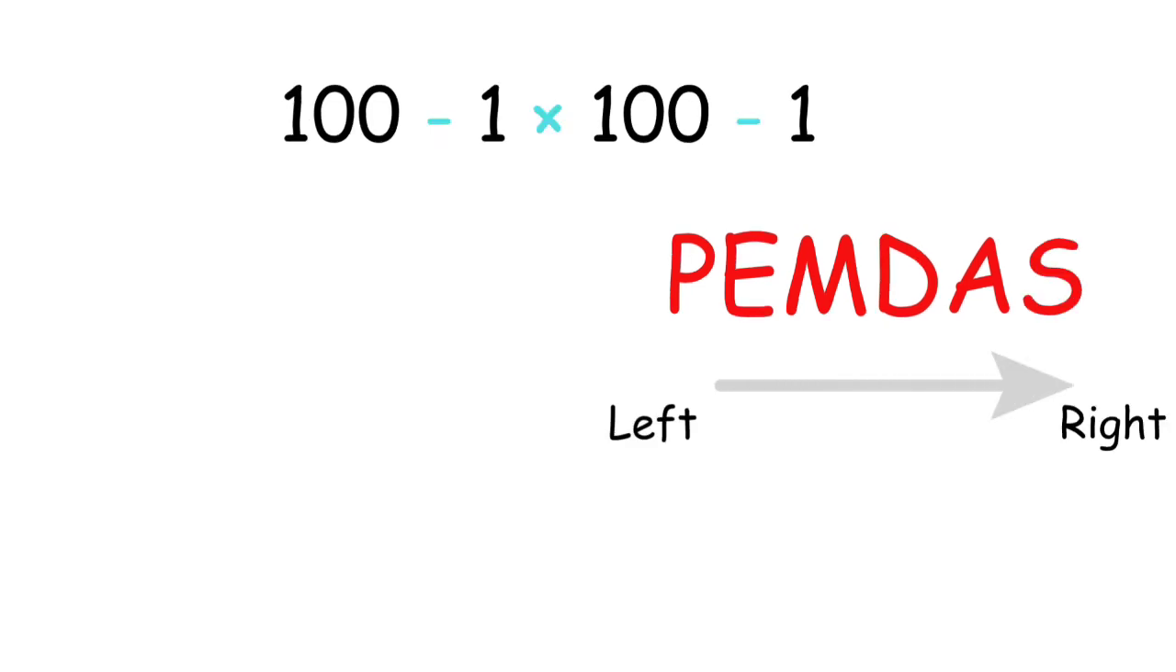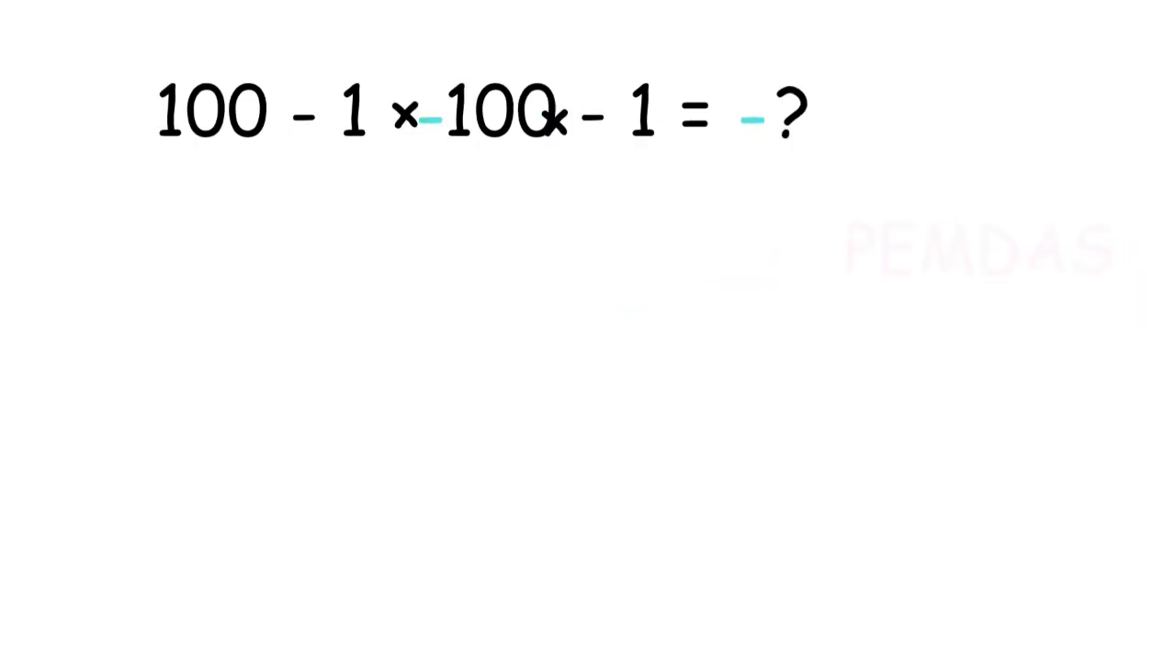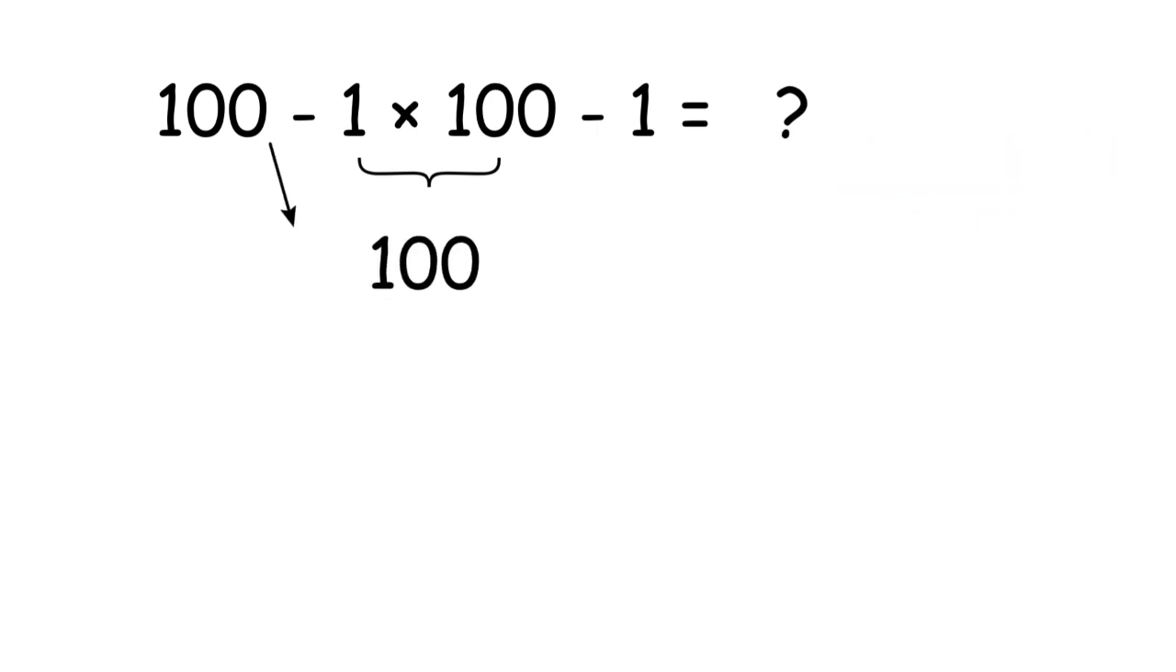Alright, in this expression, we have one multiplication and two subtractions. Remember that according to PEMDAS, first we have to solve multiplication, okay? Alright, 1 times 100, which equals 100, and the remaining are 100 and this minus 1. So now our equation will be 100 minus 100 minus 1.